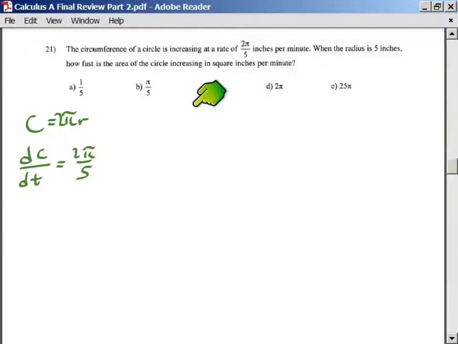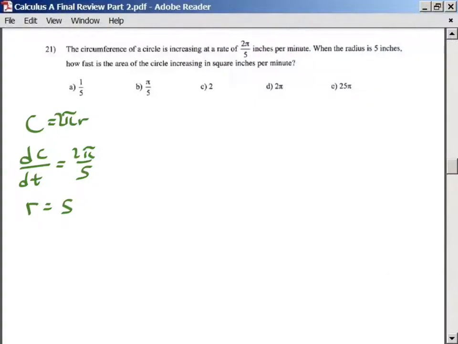I know it's dC over dt because it says rate. As soon as it says that, I know it's over dt. It's a dC over dt, inches per minute. When the radius is 5 inches, how fast, okay, so r equals 5. I'm just going to write that down really quick. When the radius is 5 inches, how fast is the area of the circle increasing in square inches per minute?